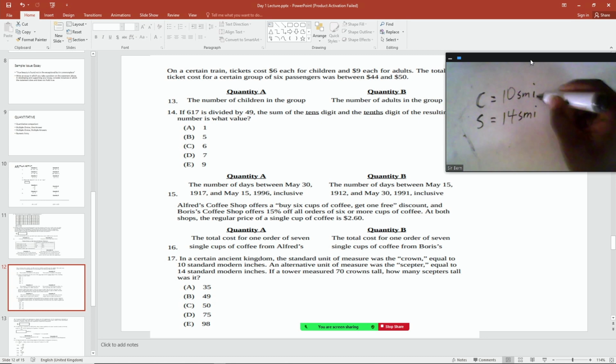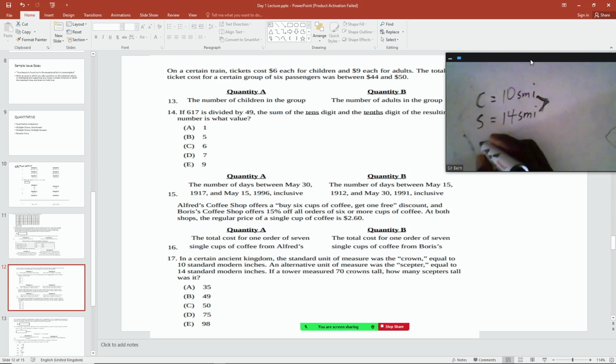Because all of them have a common unit of measure, that is, they are all equal to standard modern inches, we can convert to standard modern inches, then bring it into the scepter. So we have 70 crowns. 70 crowns would be 70 divided by 1 times 10 SMI. So that would give us 700 standard modern inches. So 70 crowns in standard modern inches is 700. And we want to bring it into scepter. So we divide. 700 standard modern inches divided by 14 standard modern inches per scepter would give us 50 scepters. So it means 70 crowns would be equal to 50 scepters. So our answer would be C for question 17.